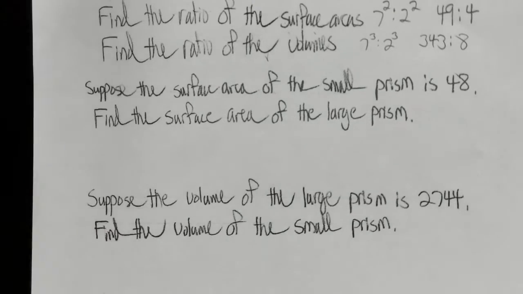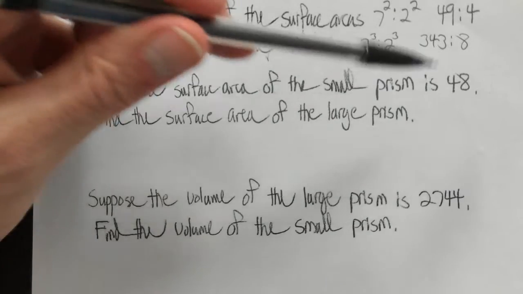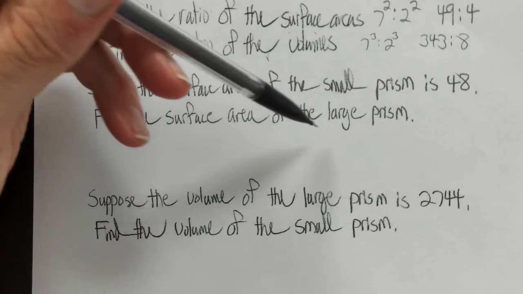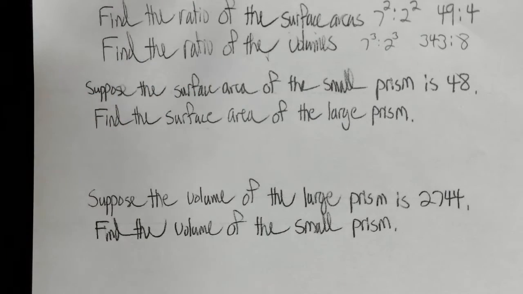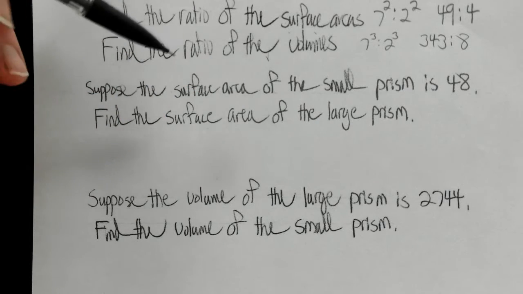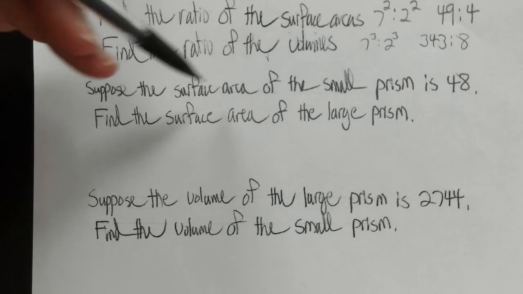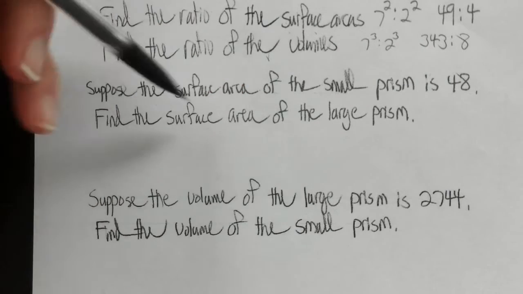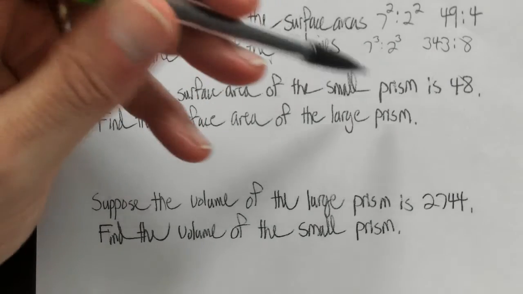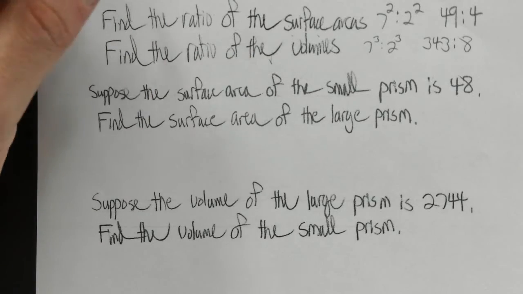It says, suppose the area of the small prism is 48. Find the surface area of the large prism. So let's say it had the same scale factor, and the surface area of the small prism was 48. What would the surface area of the large prism be? Well, we can find that with a simple proportion.